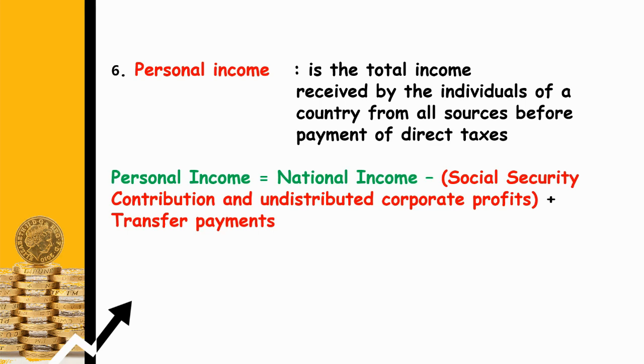But business and government transfer payments, and payments from abroad in the form of gifts and remittances, windfall gains, all these are sources of income for an individual which are also added in the personal income. So personal income can be calculated as national income minus social security contributions and undistributed profit, plus transfer payments. All these can help us to find out personal income.